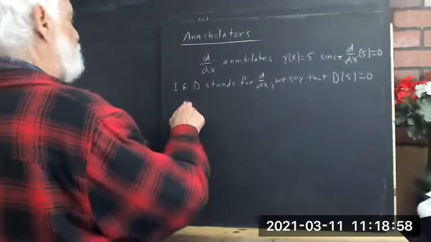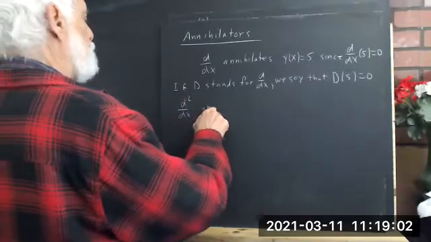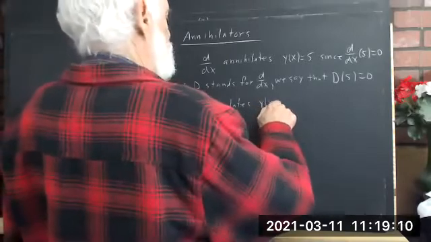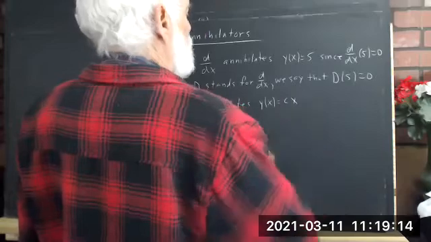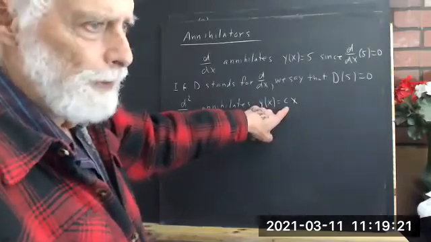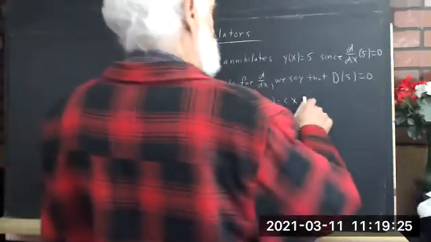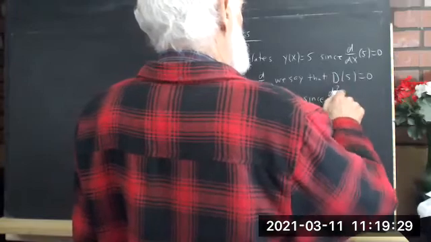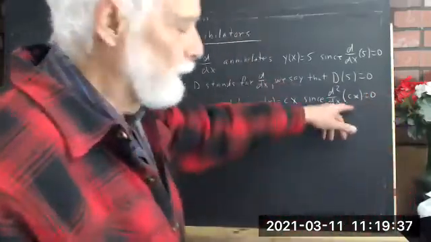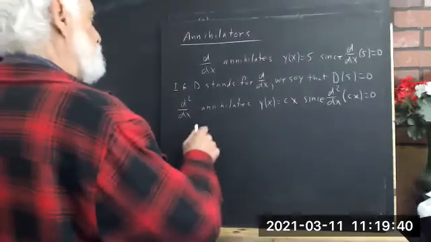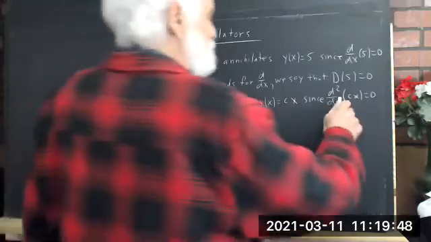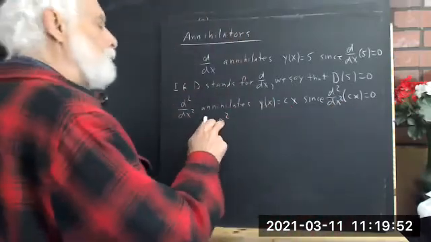Okay, now, this annihilates any multiple C of x, and implicitly C is going to stand here for a constant. The first derivative is going to give you C, another derivative gives you 0. And we could say that the second derivative with respect to x, we write as D squared.